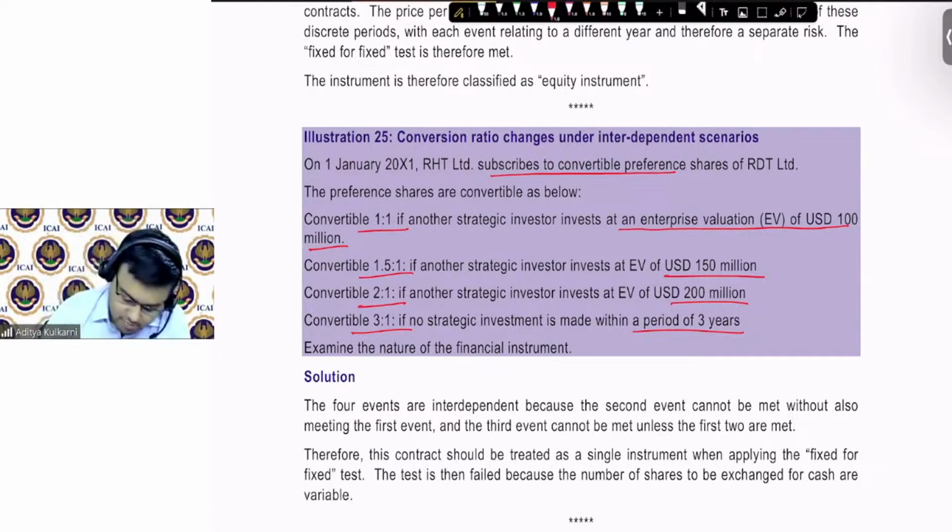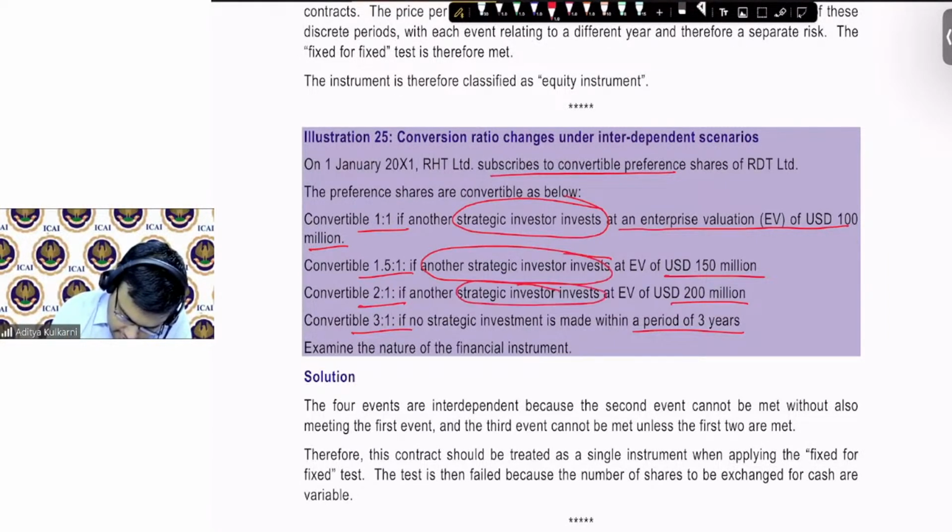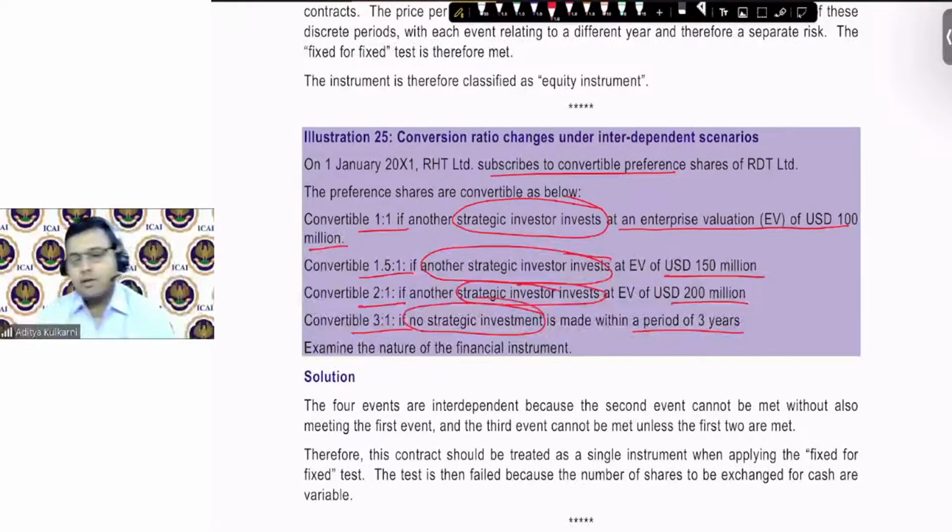Business. It's related to business. Somebody invests. No investment. Okay. So all these cases are related to the investment in the business and the business valuations. So therefore, the variability is not related solely to passage of time, and therefore it cannot be regarded as equity. It will be regarded as a financial liability.